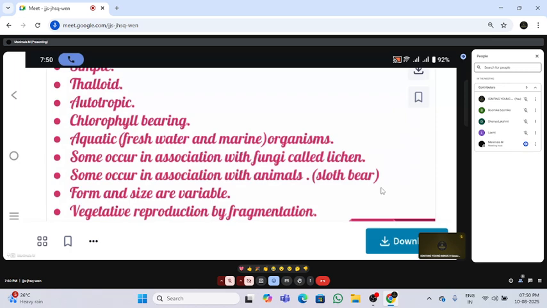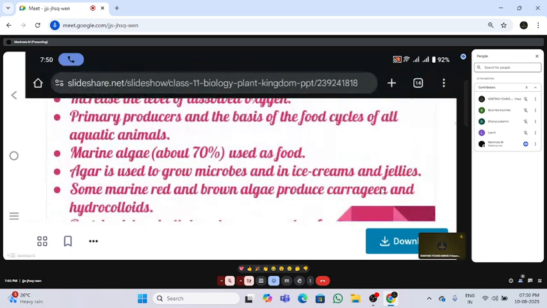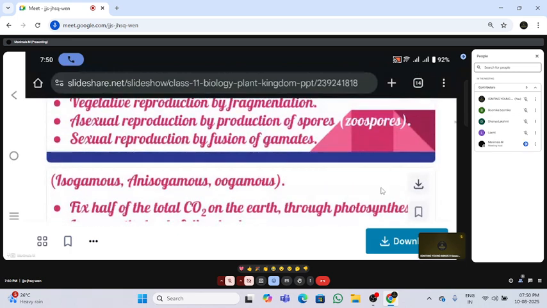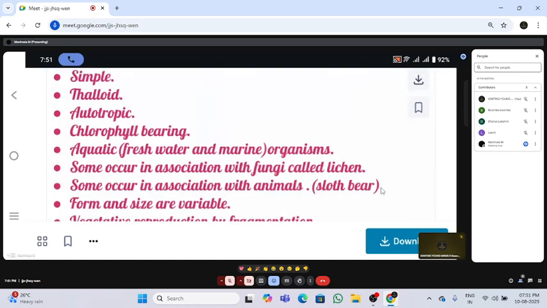And who gave the term algae? The term algae was given by the scientist Linnaeus. Who is the father of phycology? F.E. Fritsch. Who is the father of Indian phycology? M.O.P. Iyengar. And nearly what percentage of global photosynthesis do they cover? 90%.